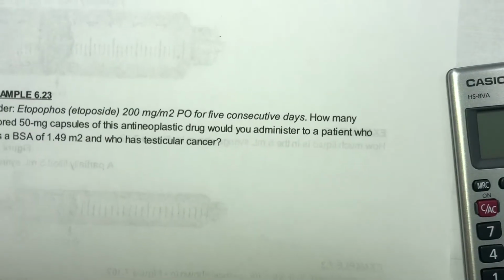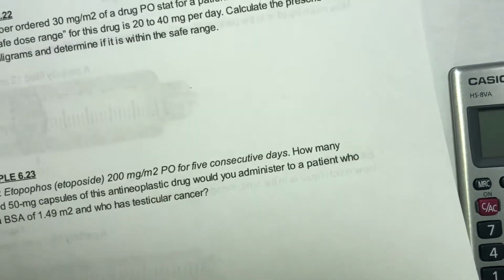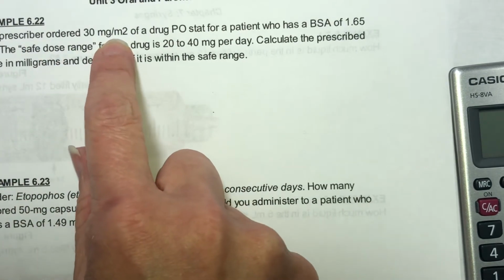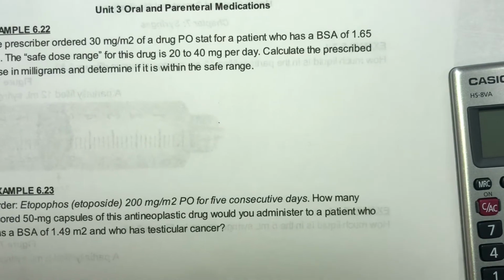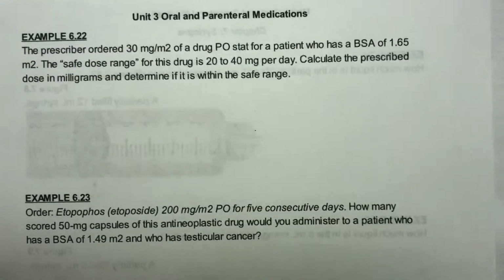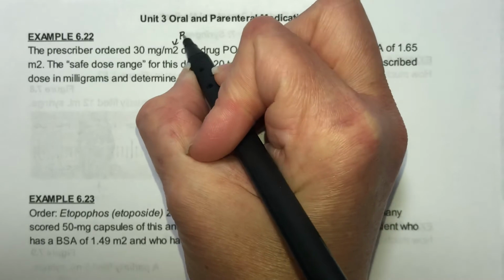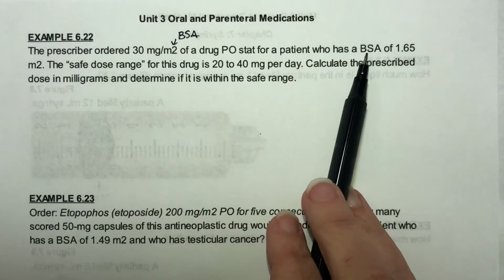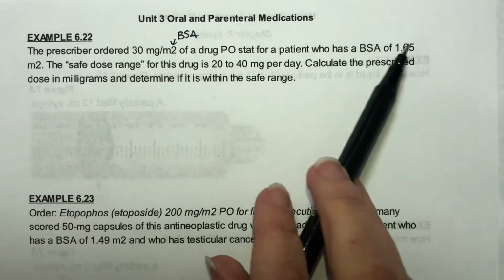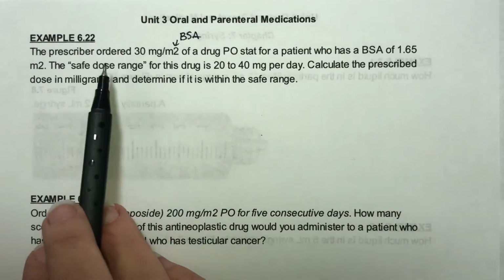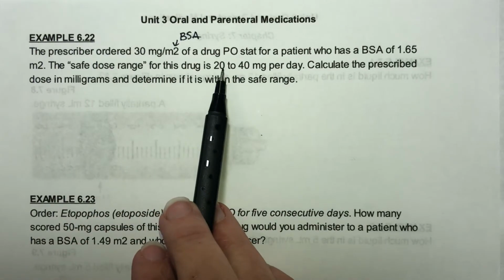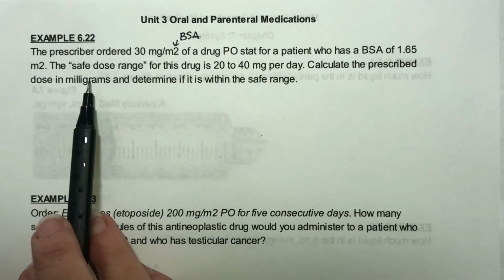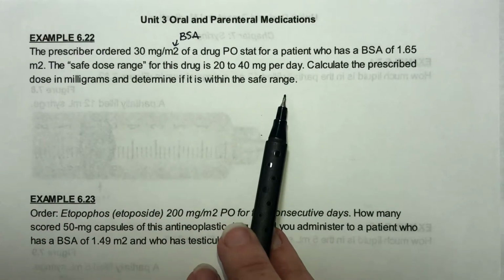Okay, so number 22. The prescriber ordered 30 milligrams per meter squared. Again, that meter squared is going to be our body surface area. Of a drug, stat, for a patient who has a BSA of 1.65 meters squared. So they provide that for you this time. The safe dose range for this drug is 20 to 40 milligrams per day. Calculate the prescribed dose in milligrams and then determine if it is in the safe range.